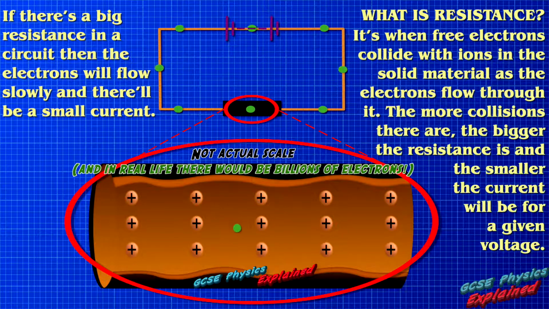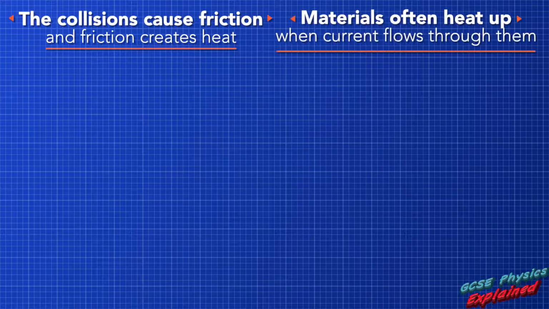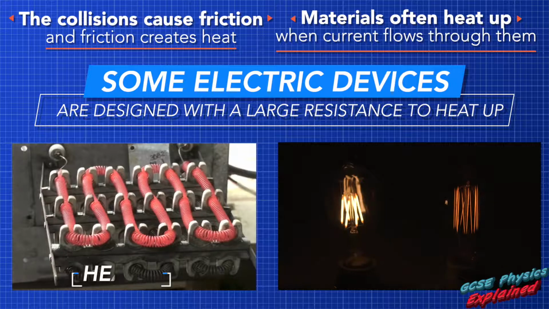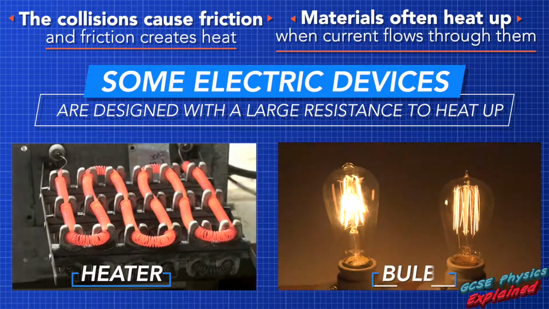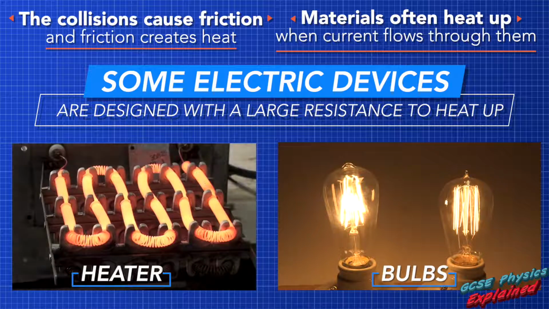The collisions cause friction, and friction creates heat. So materials can often heat up when an electric current flows through them. Some electric devices are designed to have large resistances so they heat up on purpose and even get so hot they glow and give off light, such as heaters and bulbs.